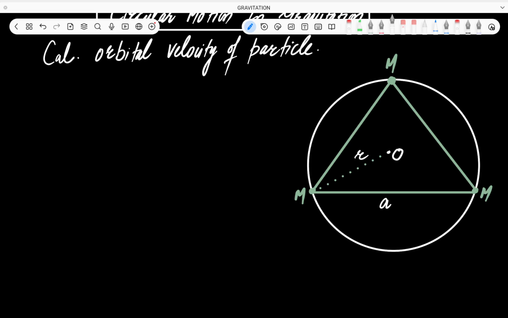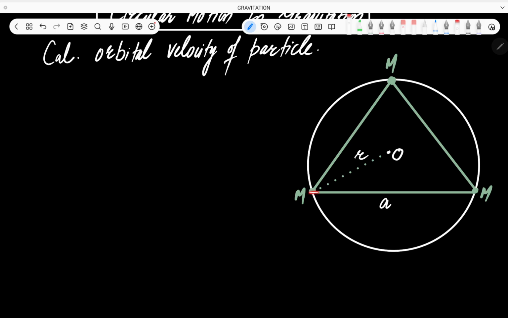Simply, what you have to do is try to calculate the net gravitational force on one particle. That net gravitational force on one particle will provide the necessary centripetal force. That is the procedure of solving such a type of question. So what I will try to do is calculate the net force on one particle. Okay, let's try to calculate the net force on this particle.